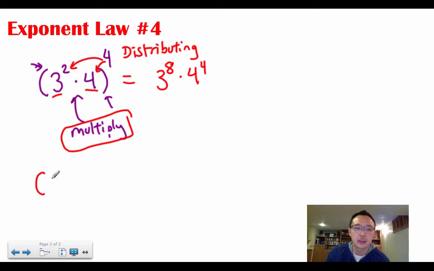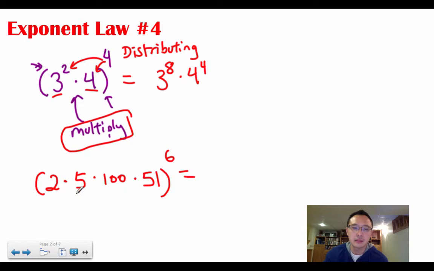If we were to have another question, say 2 times 5 times 100 times 51, with an exponent of 6, well, this seems like a lot of things to do. Let's put some exponents in here. There's that one, and there's that. This seems like there's a lot to do, but basically, all these exponent laws are not really laws, they're just shortcut methods. It's just recognizing the pattern and seeing if you can create a shortcut for yourself, so instead of writing everything out.